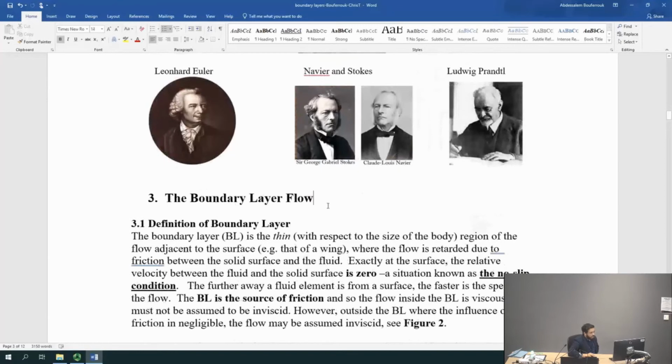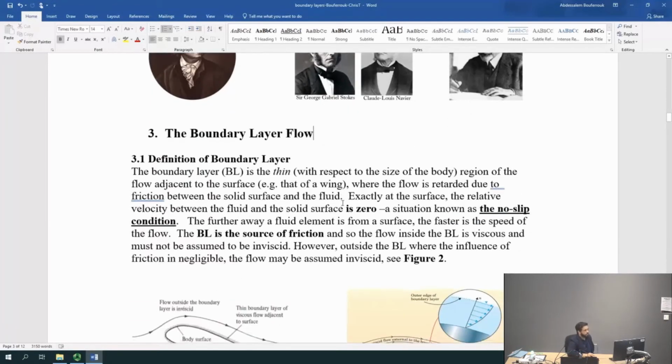Right. So let's talk about the boundary layer. We've got 6 minutes. So what is a boundary layer? A boundary layer is a very thin layer that forms around the body as a result of the flow around that surface or body. Okay. So it's a very thin layer, thin in comparison to the size of the body.